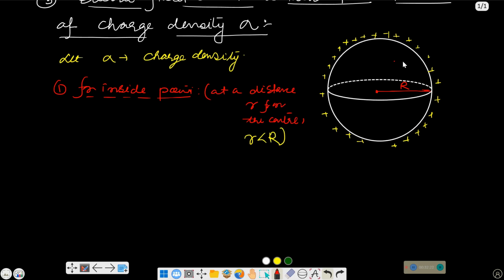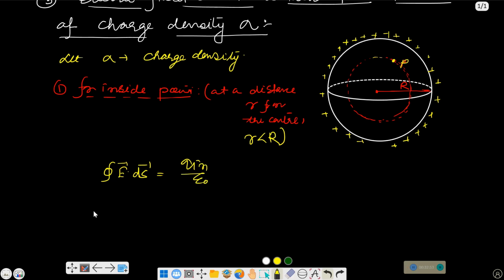This point P, where we need to find out the electric field. So we'll draw a spherical Gaussian surface passing through the point P, where we need to find out the electric field. It will pass through the point P itself. If we write Gauss law, the integral of E dot ds over this Gaussian surface should be q in by epsilon naught, right?